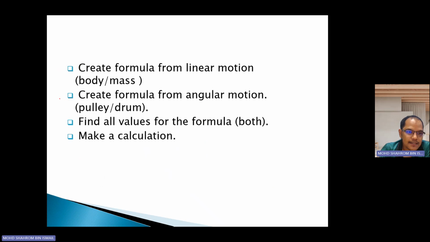And then of course you need to create the formula from the linear motion, and the formula is as we discussed previously. And then we need the formula from the angular motion, pulley and drum, and then find the values and insert all the values into the formulas, and then you can make the calculation.